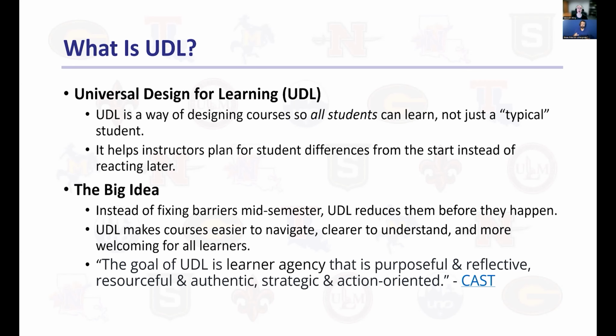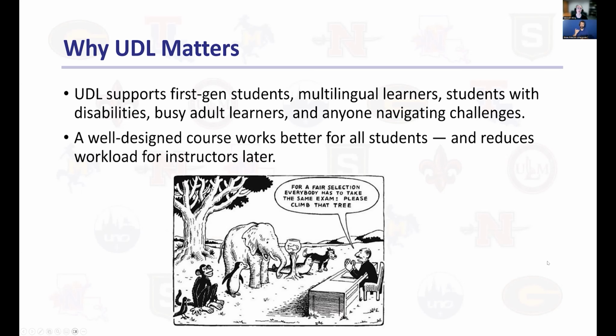And I have a quote here from CAST, which is the organization that gives out the principles for universal design for learning, that says, "The goal of UDL is learner agency that is purposeful and reflective, resourceful and authentic, strategic, and action-oriented." And you will notice that CAST here is a link. You will be getting a version of this slide deck when you get the recording, the presentation as well. So you will be able to go and follow that link.